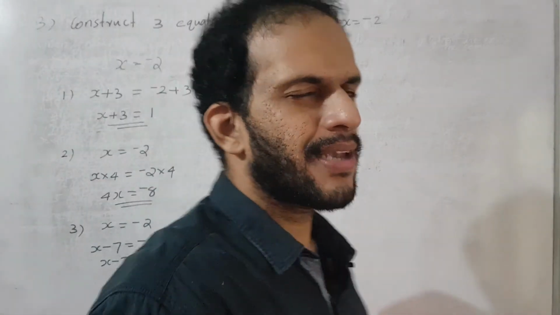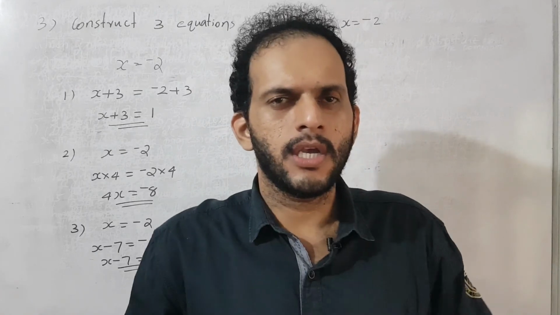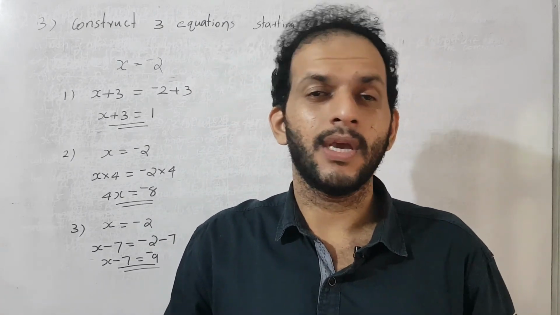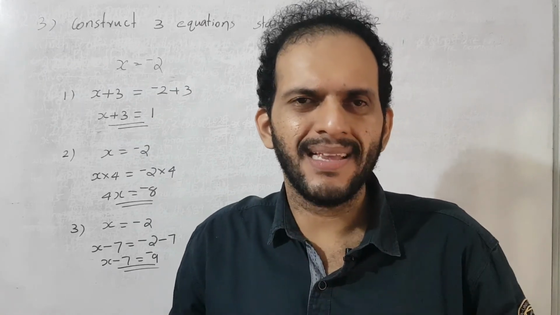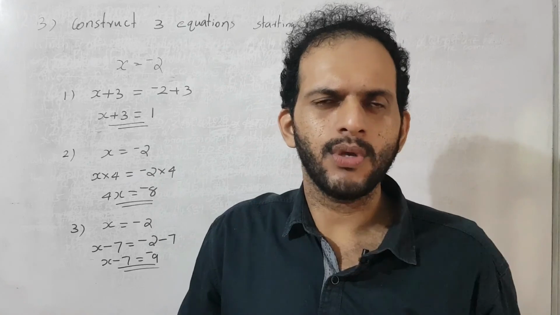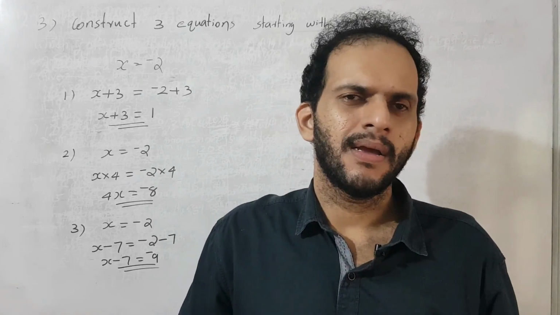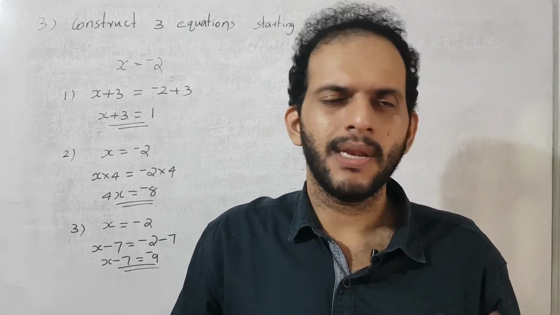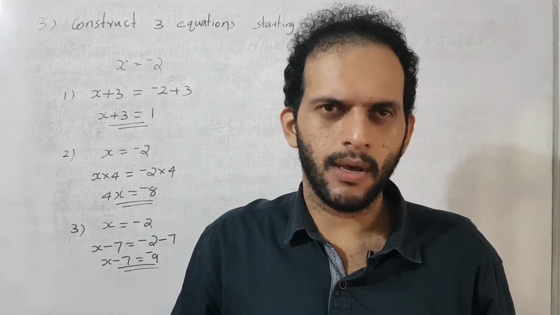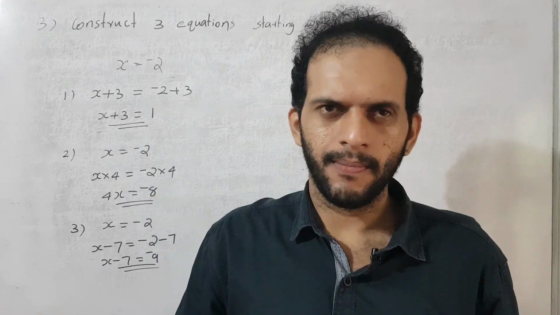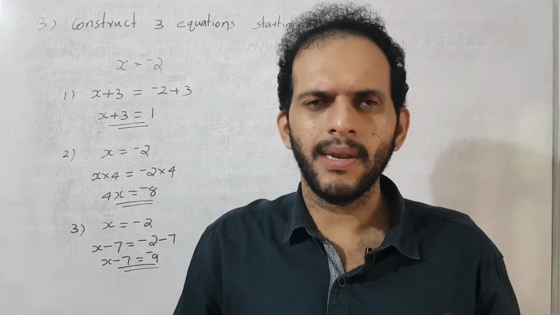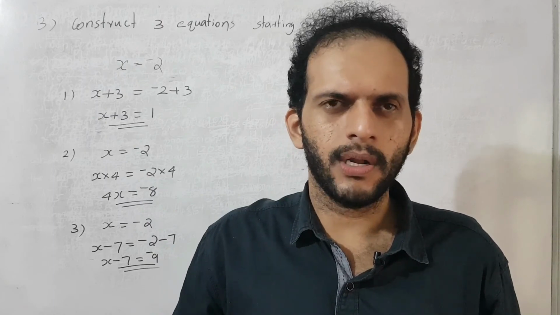As like this, if we change the numbers and operations, it is possible to make infinitely many equations. Not only 3, not only 5, not only 6. Clear? Many are possible. I think you got the idea.